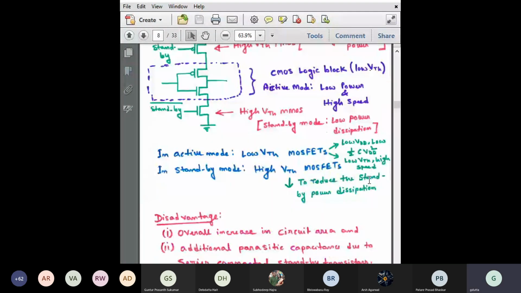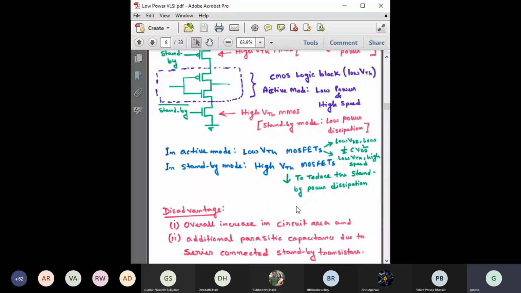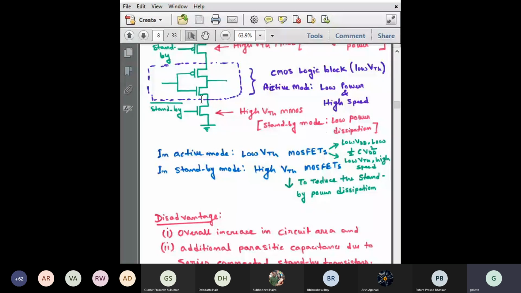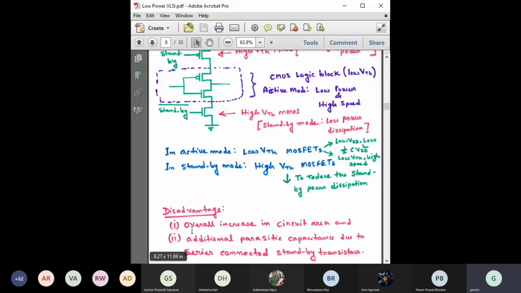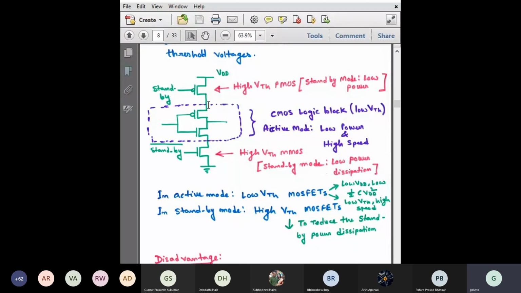So all these things are written here. That is the most important thing that you should know. But overall, there are obviously some disadvantages because you are using two transistors on top of this. So the overall circuit area will increase. There is additional parasitic capacitance because of these standby PMOS and NMOS. These things will also come, right?